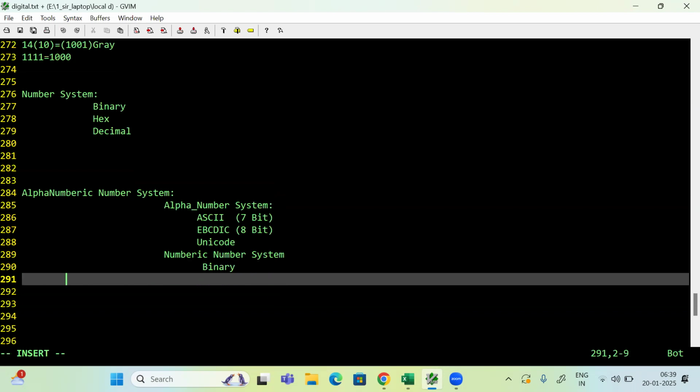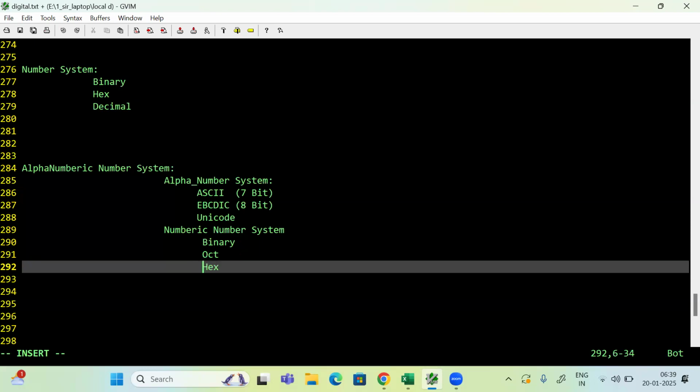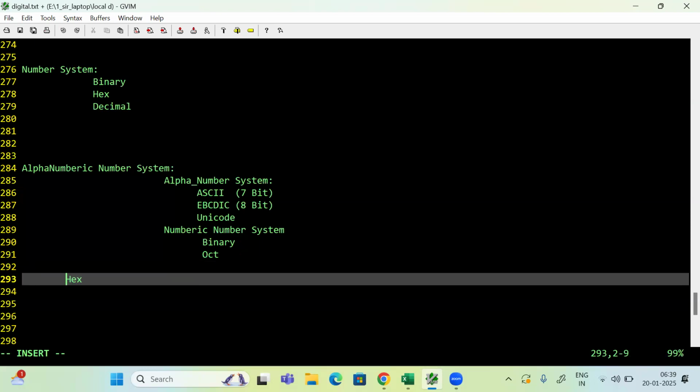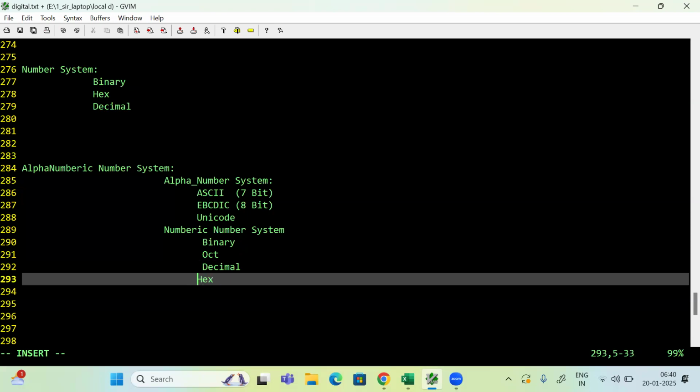Now, whatever you have learnt, maybe binary, octal, hex, decimal, hex, they are all what? Numeric number systems. You learned those as numeric. We also have alphanumeric.